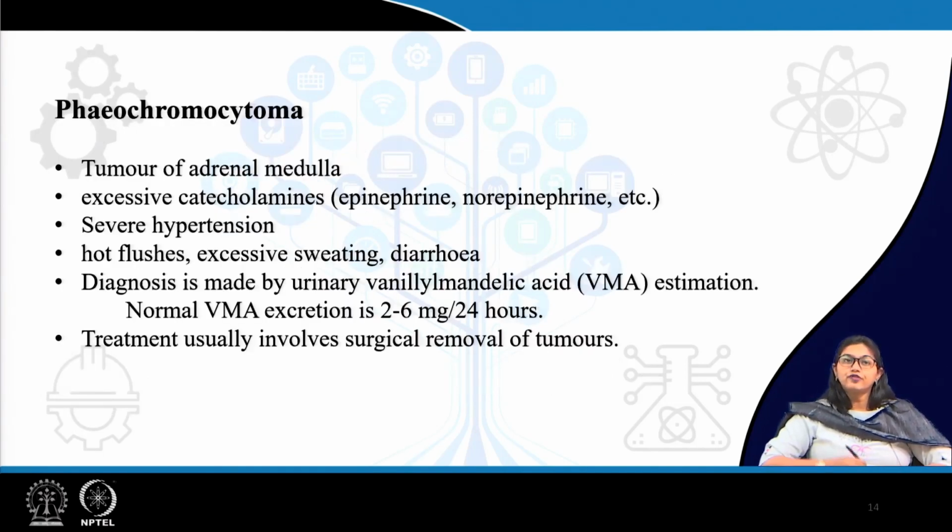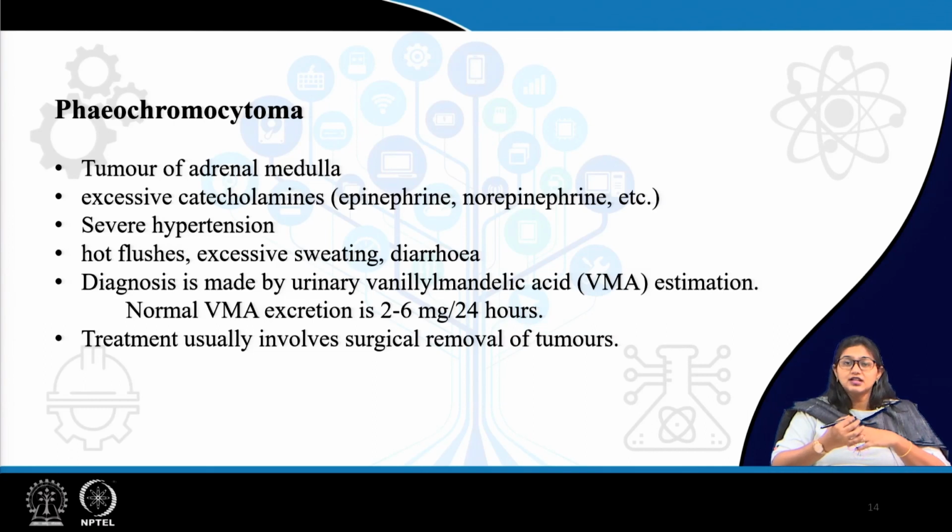Now, we are moving on to pheochromocytoma. Pheochromocytoma is a disorder related to catecholamines, epinephrine and norepinephrine. There is excess synthesis of catecholamines. Now, pheochromocytoma is basically a disorder of the adrenal medulla. The adrenal medulla is the site where catecholamines are synthesized. So, a tumor of the adrenal medulla causes excess synthesis of catecholamines. Now, excess amounts of catecholamines cause severe hypertension, hot flashes, excessive sweating, diarrhea.